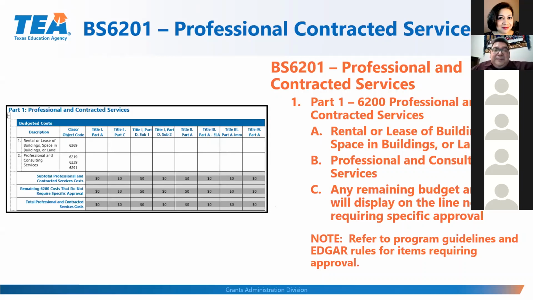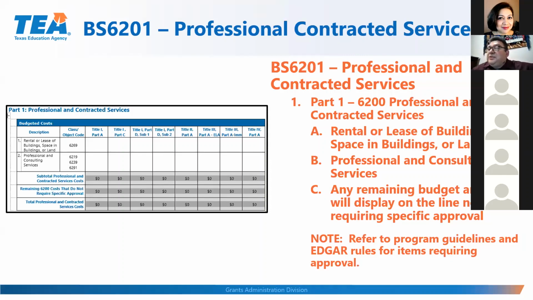6201, we didn't have this before, now we do. And there's really only 2 lines on here where you would budget in. If you have monies budgeted, you'll see that there's an amount under remaining that do not require specific approval. As you put in dollar amounts for rental or lease or professional and consulting services, you'd put in the dollar amounts. Any amount that's remaining would be the items that do not require specific approval. Again, look at your budget cost handbook to determine what those are, and always refer to your local policies.